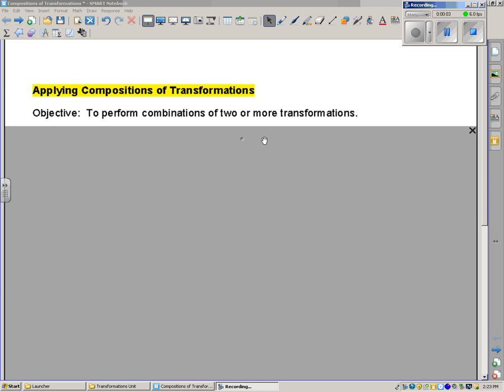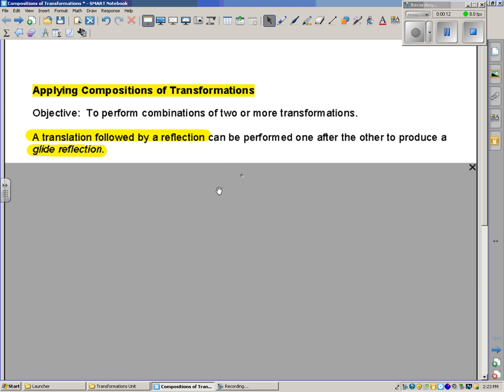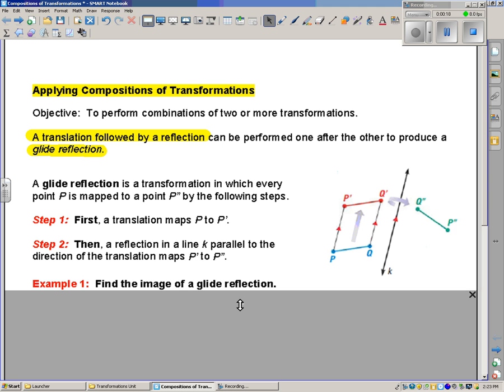In this video, we're going to apply compositions of transformations. In other words, we're going to perform combinations of two or more transformations. The first one will be a translation followed by a reflection, called the glide reflection. It looks something like this.